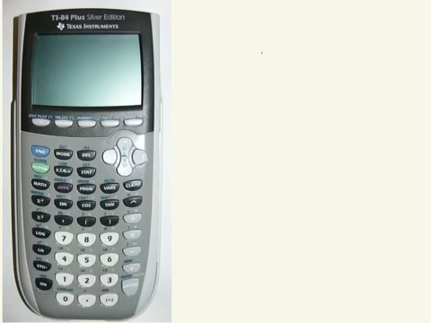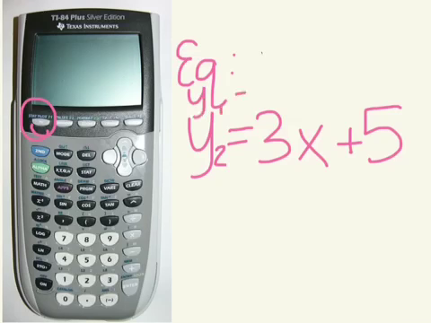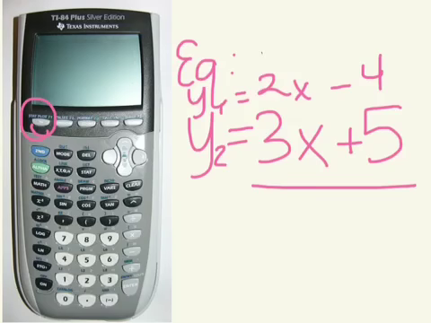Okay, now what we're going to do is we're going to get the second equation. The second equation is y equals 3x plus 5. And I'm going to click on my y equals key, and I'm going to put this in that second y, or y2. So y1 had your first equation, which was 2x minus 4. Now, right underneath that, I'm going to type in 3x plus 5. So these are the two that I have written in my y equals.